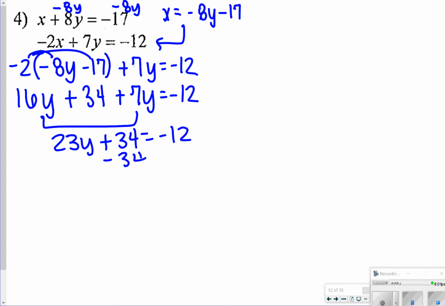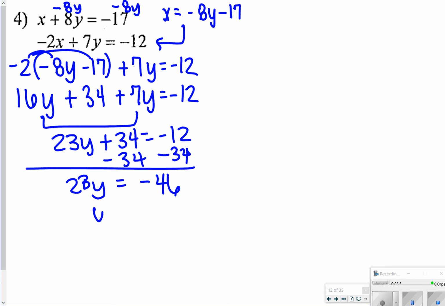And I'm going to subtract 34 from both sides, which is essentially just adding my two negatives. So I get 23y is equal to negative 46. So y is equal to negative 2.